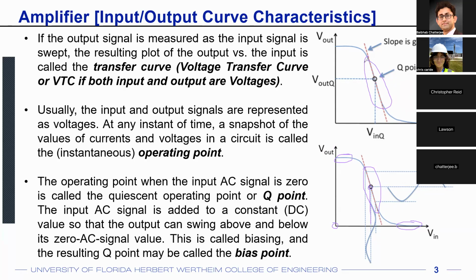Okay. Now, why the curve looks like this, why there is no gain over here and why there is no gain over here, we'll understand when we start discussing MOSFETs. But this is how the VTC of, in general, any amplifier looks like. Okay.